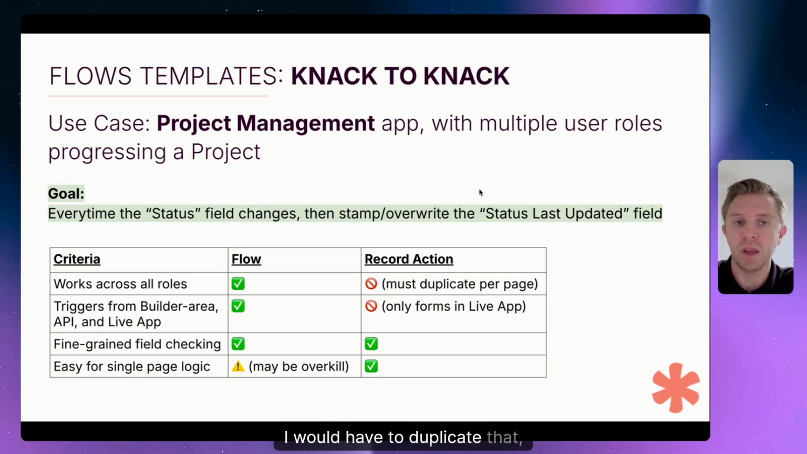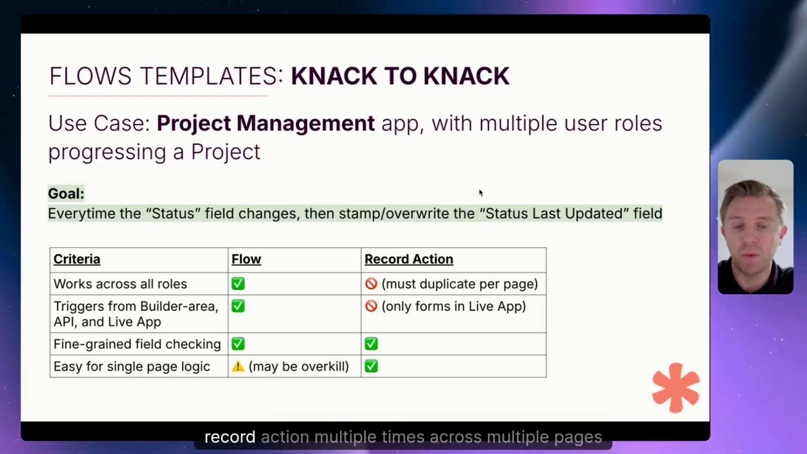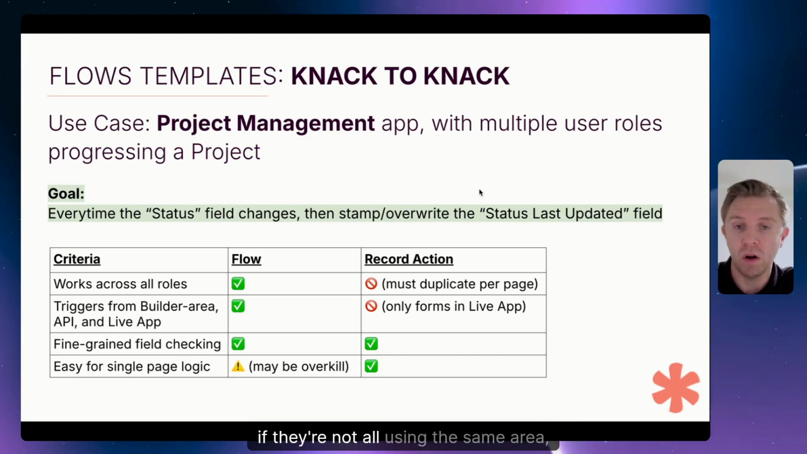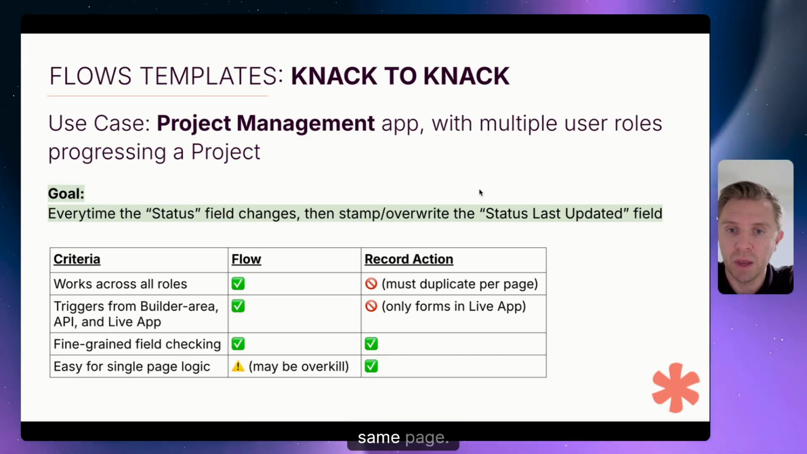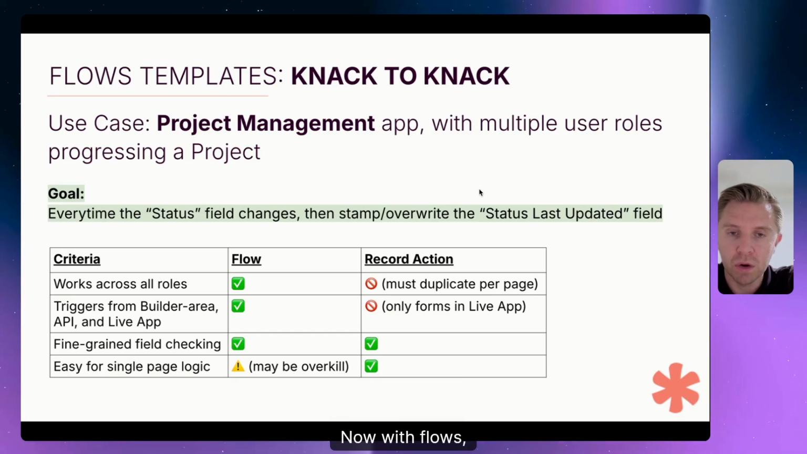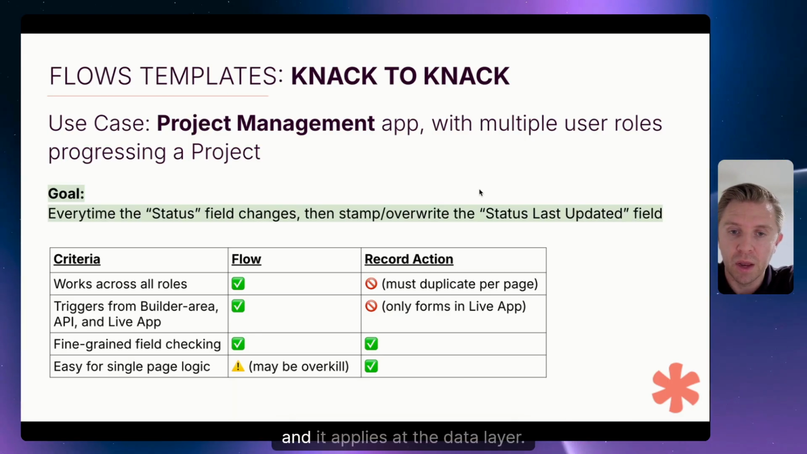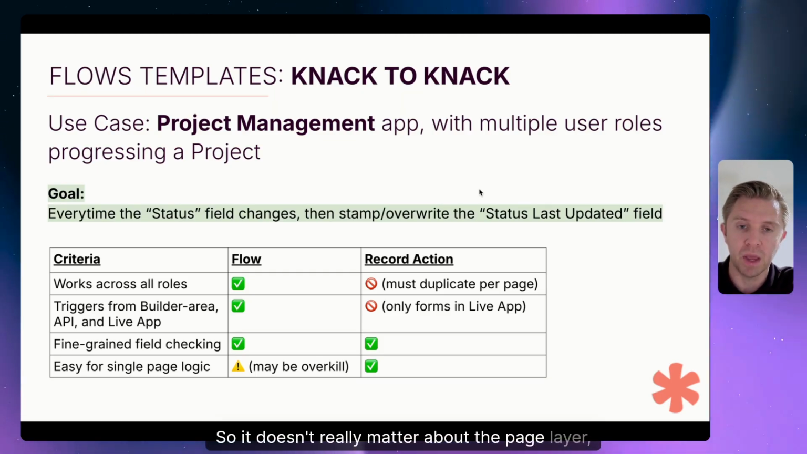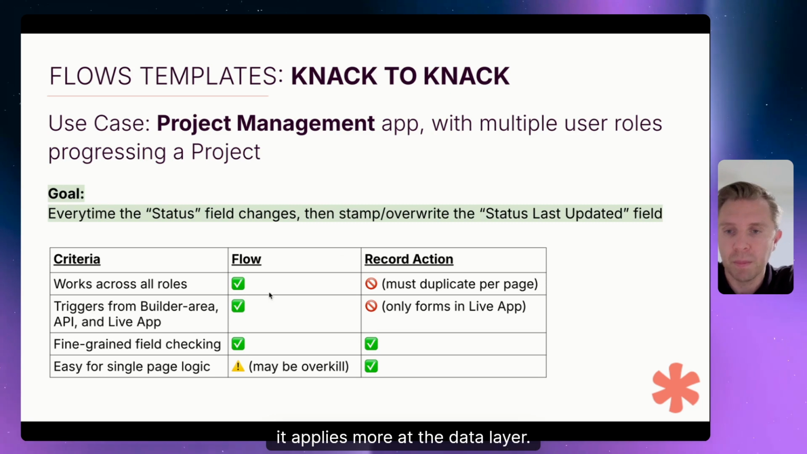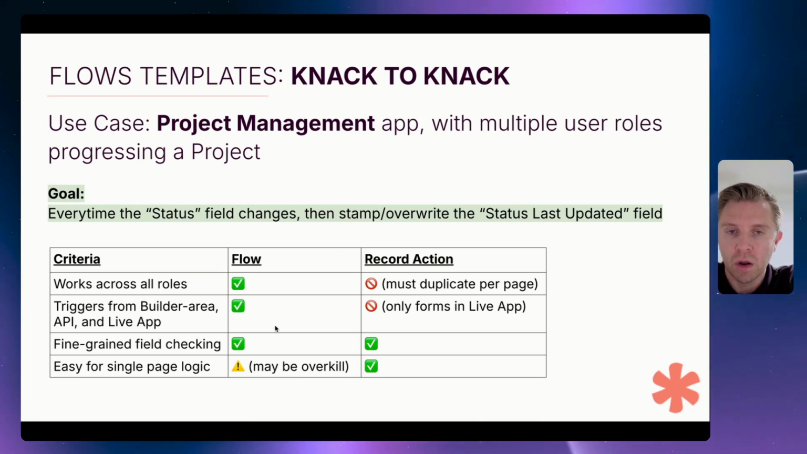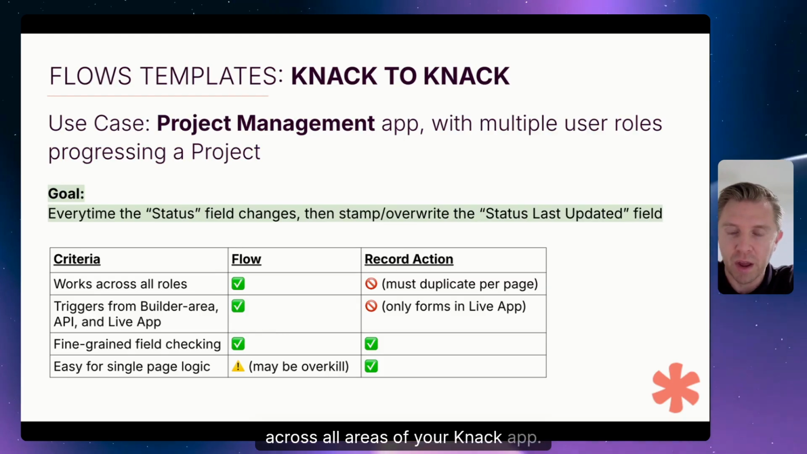I would have to duplicate that record action multiple times across multiple pages if they're not all using the same area, same page. Now with flows, all you'd have to do is build that one flow and it applies at the data layer. So it doesn't really matter about the page layer, it applies more at the data layer. Another aspect too is that flows trigger across all areas of your Knack app.